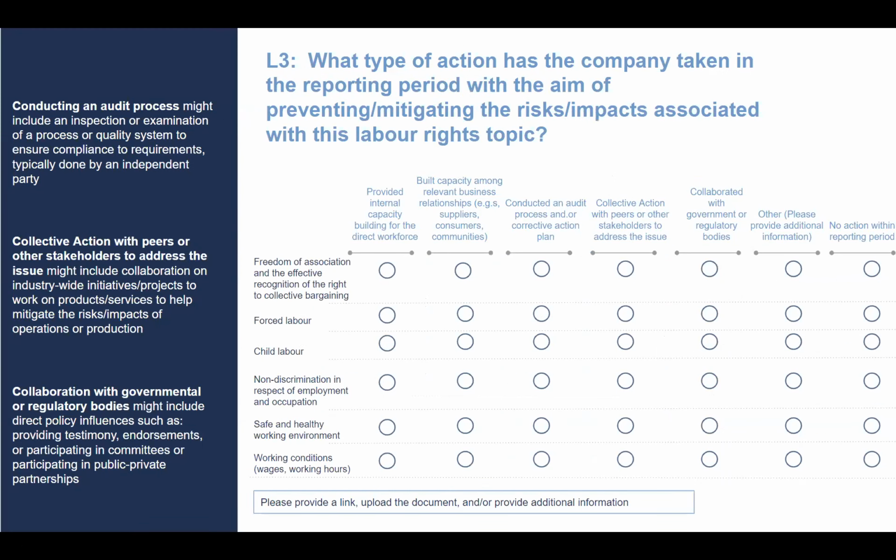Once a company has established a policy and conducted appropriate risk and impact assessment, it should take the necessary steps to seize, prevent, or mitigate the impact. There are a variety of ways for a company to attempt to prevent or mitigate negative impacts, such as conducting an audit, participating in collective action, or collaborating with governmental or regulatory bodies. Companies also have the option to detail other actions they're taking by selecting the other option. They can select the answer, no action within reporting period, if they have not yet implemented any activity, or if the specific labor topic is not material to them.